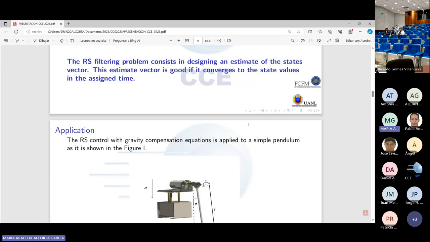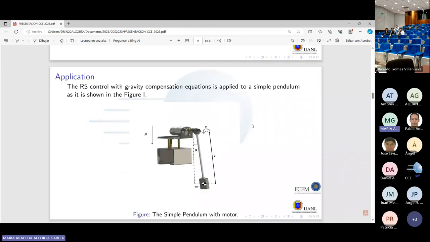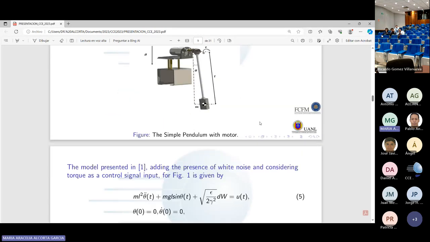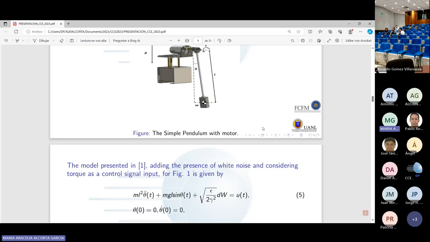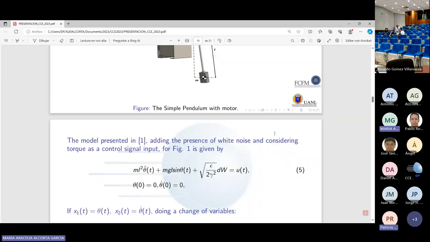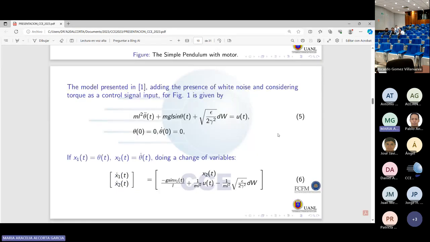Okay, and then we have the application. In this figure, you can see the simple pendulum with motor, which we are building now. And the model presented in reference one is equation 5. In this model, we add the stochastic term, given by dW with diffusion parameters. On this equation 5 we did a change of variables, getting equation 6.